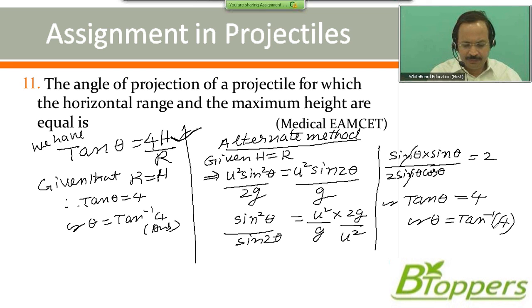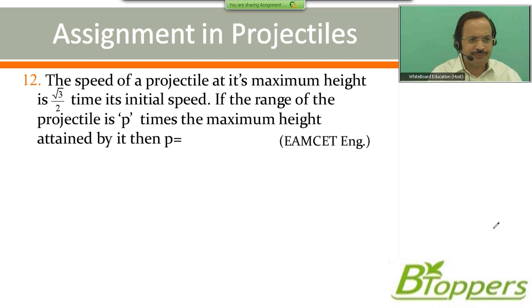Next, look at question number 12. The speed of a projectile at its maximum height is root 3 by 2 times its initial speed. The range of the projectile is p times the maximum height attained by it. Then p equal to.